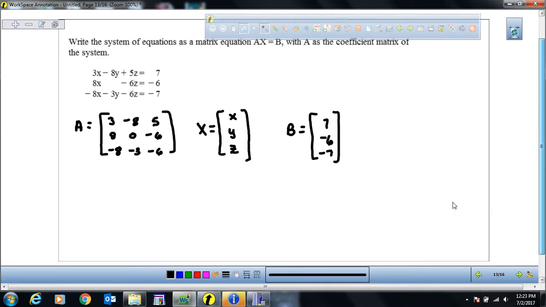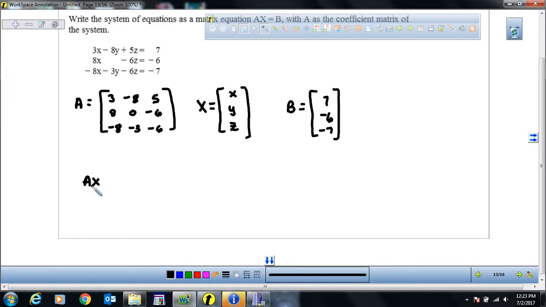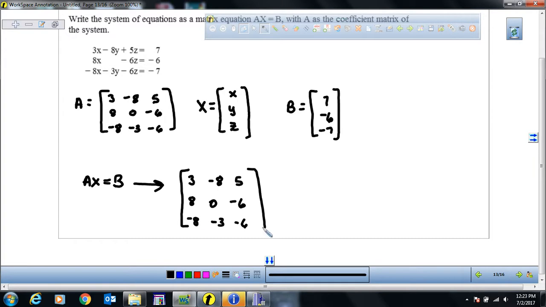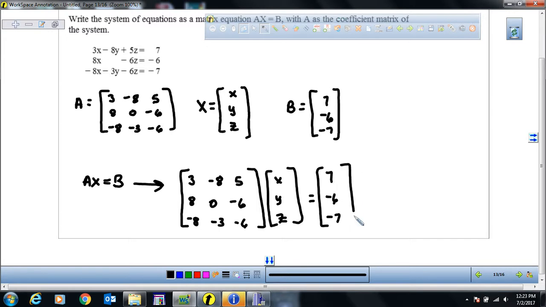Now, if we want to write it in the form AX equals B, then this is how it's going to look like. A, which is 3, -8, 5, 8, 0, -6, -8, -3, -6, that's A, times X, which is my variable matrix, X, Y, and Z, equals B, which is 7, -6, and -7. Now, why is it that I put them like this and not horizontally, like the second matrix, the X, Y, and Z?